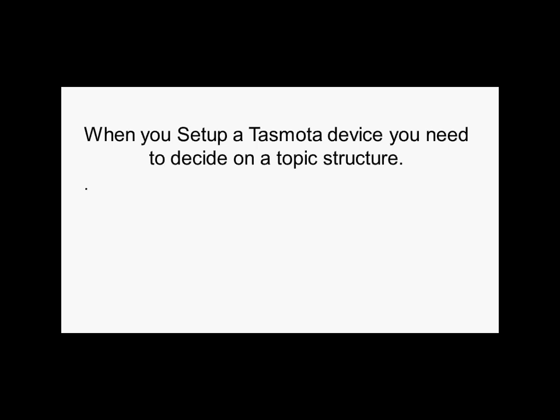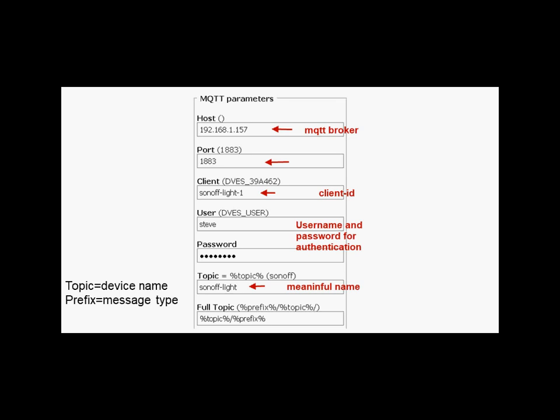Now when you set up a Tasmota device, you need to decide on the topic structure, and this is the screen you'll get what you need to fill in. I've covered this in the tutorial on Tasmota device setup. What I want to point out though in this video and recap is the bottom of the screen where we actually enter the topic, which is really the device name, and I say here you give it a meaningful name. I've called mine Sun Off Light. This is the actual device itself. Topic's a bit of a misnomer for that.